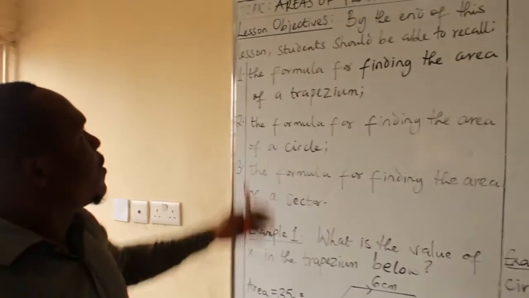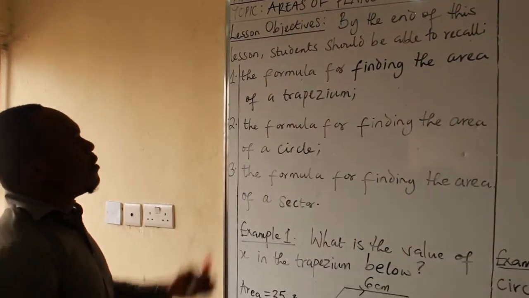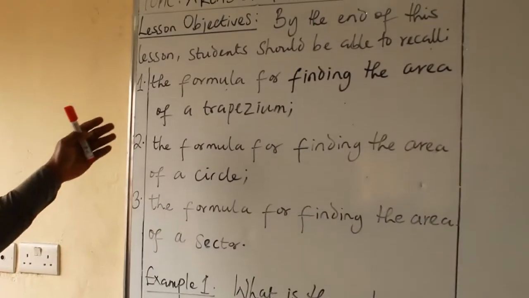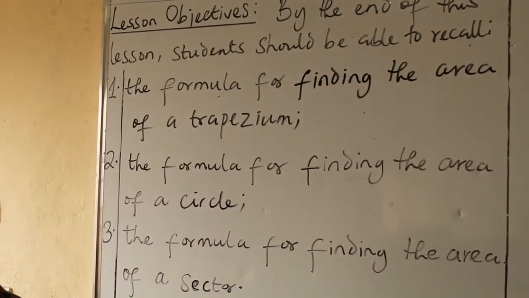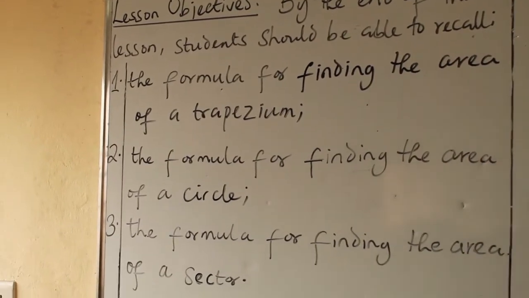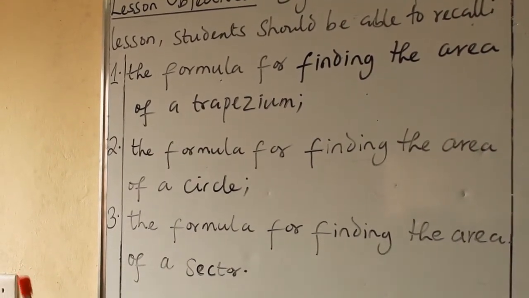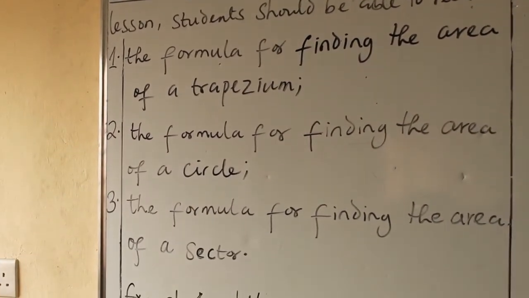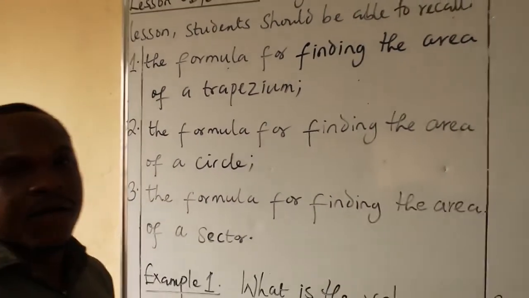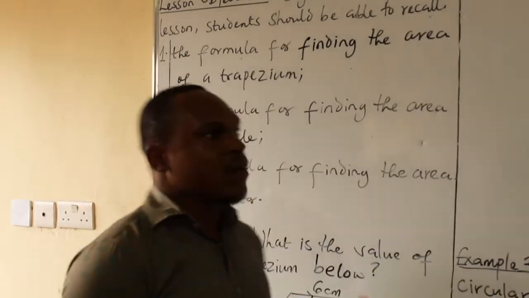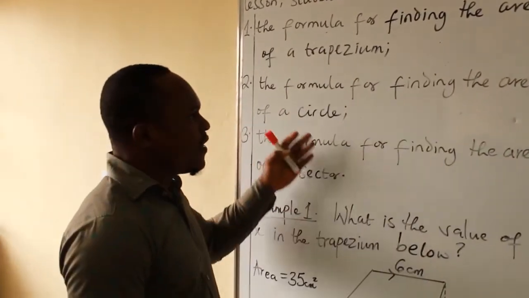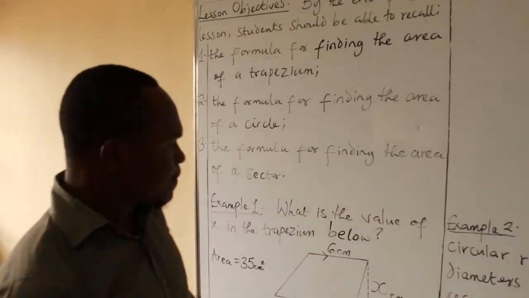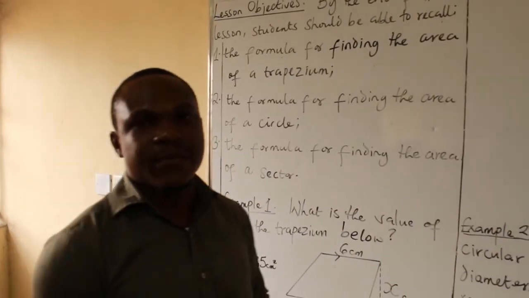So, lesson objectives. By the end of this lesson, the students should be able to recall, firstly, the formula for finding the area of a trapezium. Secondly, you should be able to recall the formula for finding the area of a circle. And thirdly, the formula for finding the area of a sector. Now we'll be treating these three shapes and finding their formulas and how they apply towards problem solving. Okay? So I'll just quickly jump into the first example.